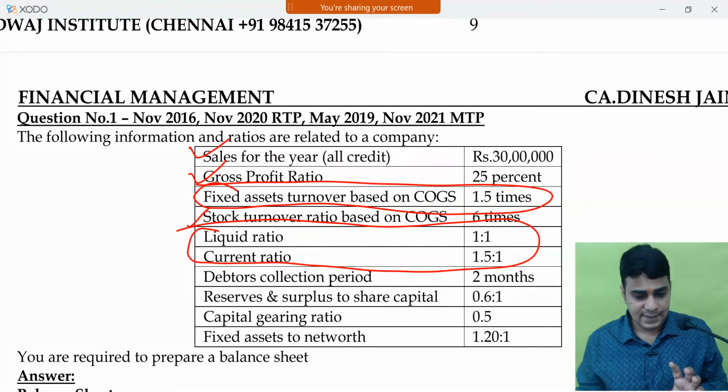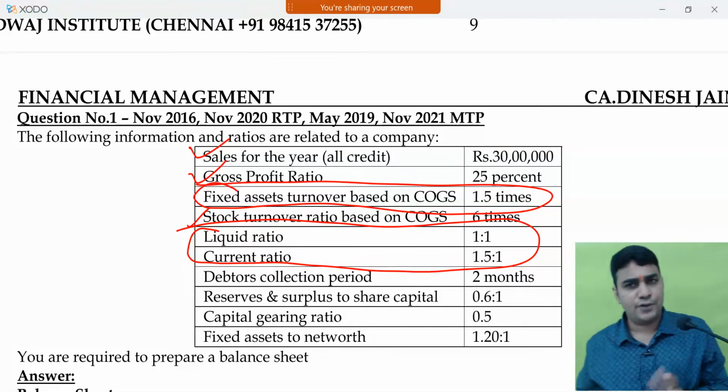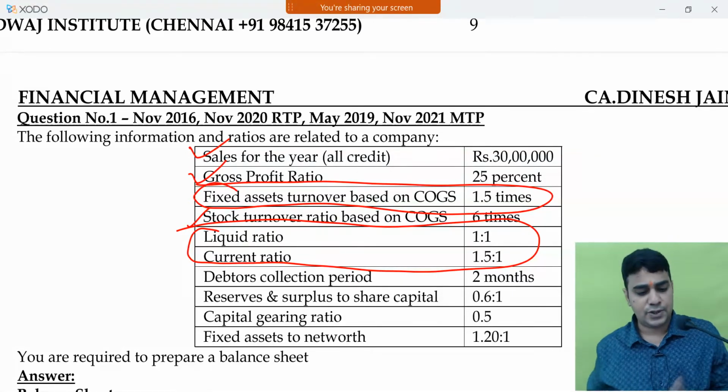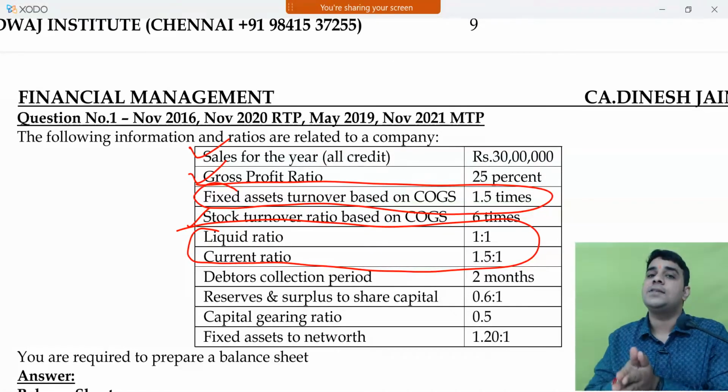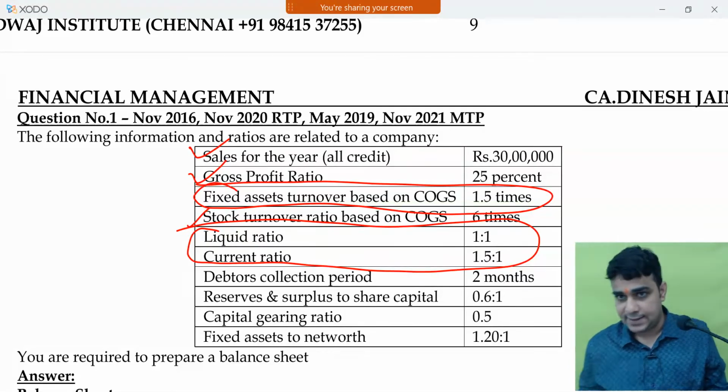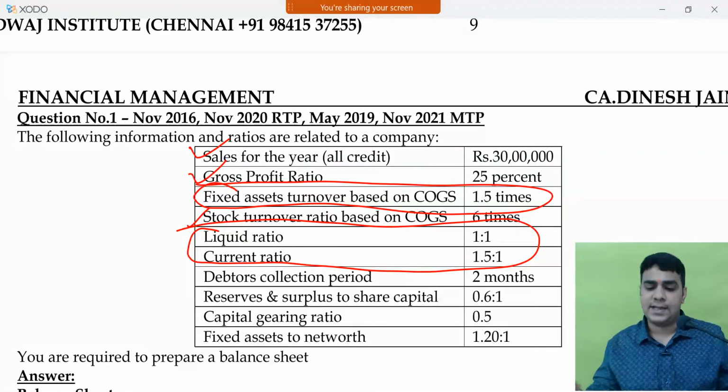I have used the sales information, the GP ratio, the fixed asset, the stock turnover, and the liquid ratio data. Debtors collection period is 2 months, which indirectly means debtors is equal to 2 months of credit sales.